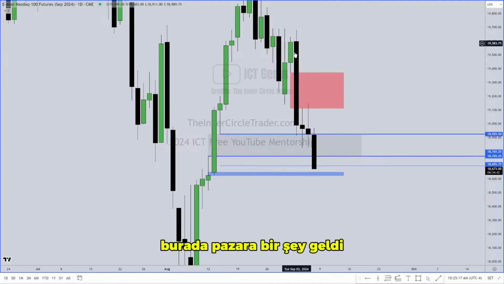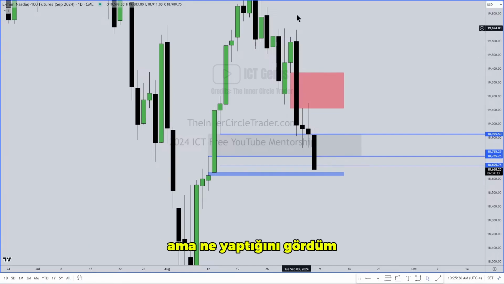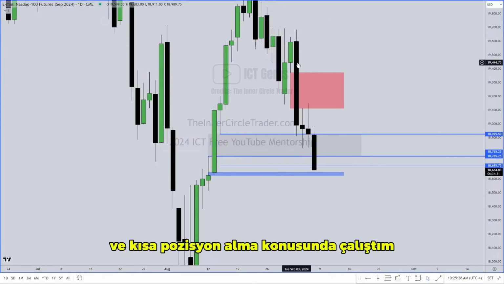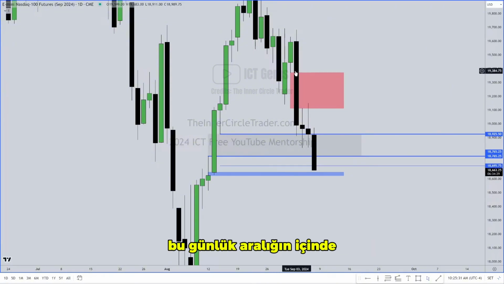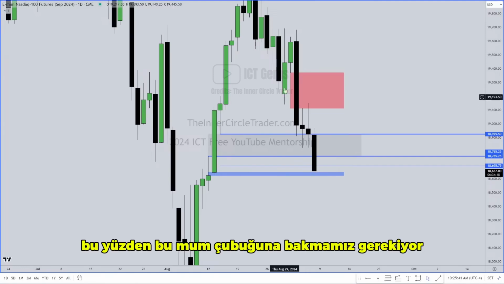Okay, something here came into the marketplace that was unbeknownst to me. I don't care. I'm not trading in the morning session, but I saw what it was doing. So I went in and I worked with the position of getting short inside of this daily range. The latter portion of it, the afternoon session, post 1:30 p.m. Eastern Standard Time. So we have to look at this candlestick here.